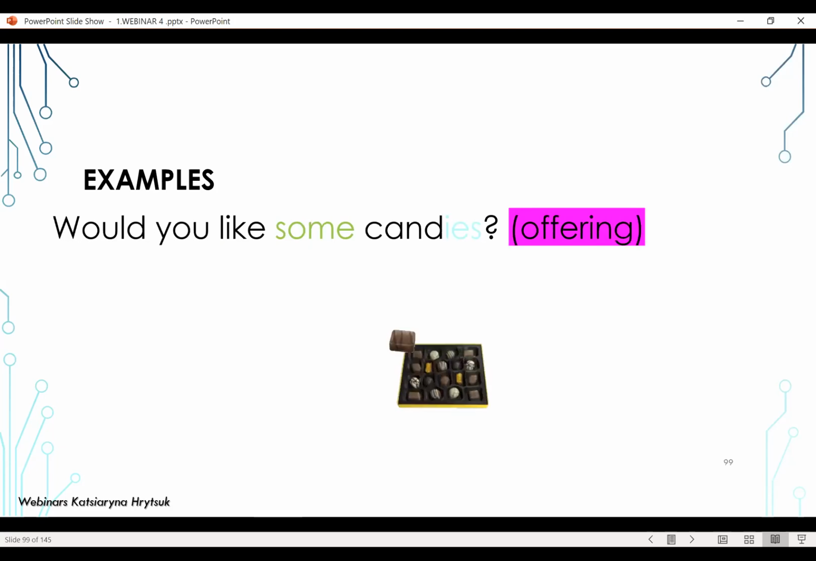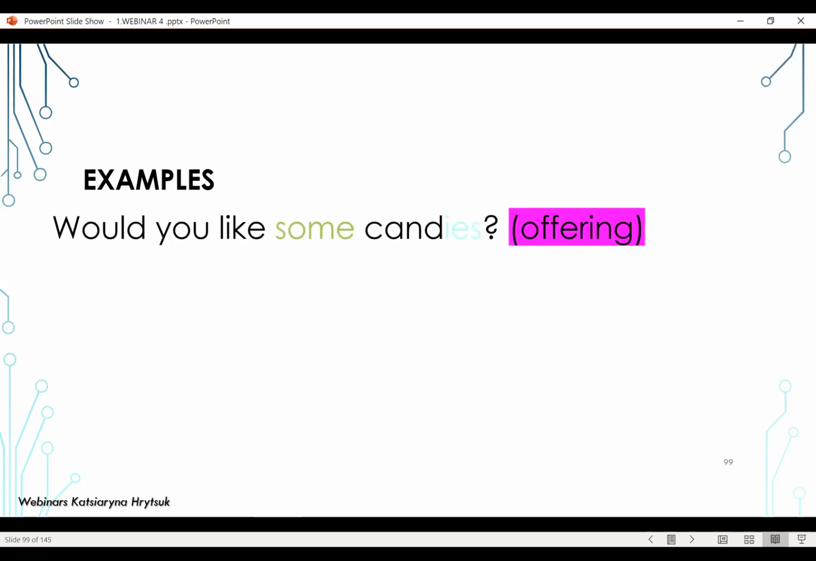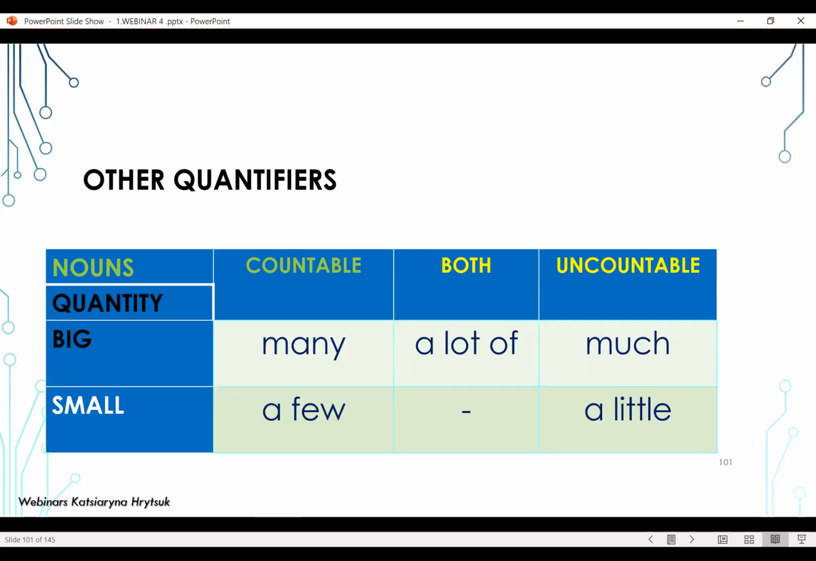So please remember these three rules with some: affirmative sentence, then offering someone something, then request. Okay, so we can use other quantifiers. They can be big, can be small, countable: many, a lot of, much. And you see, a lot of, for example, can be used for countable and for uncountable.